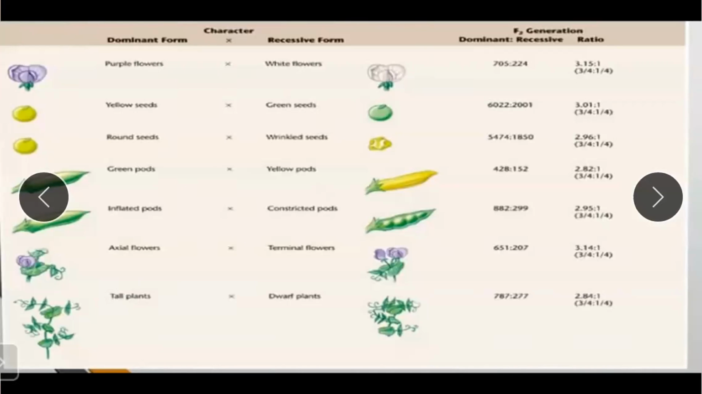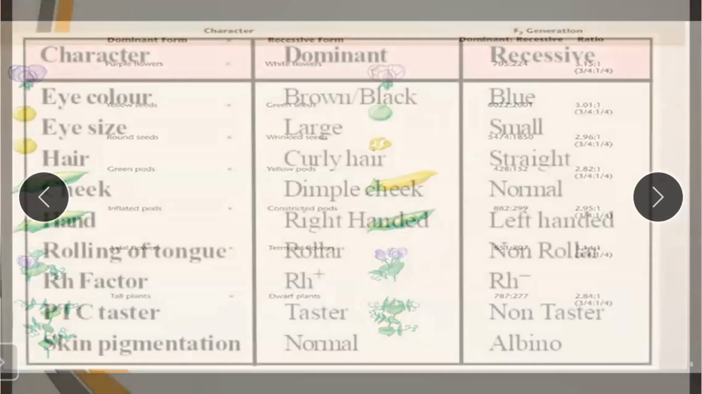What is the position of the flower? In dominant, it is axillary, and in recessive, it is terminal. And what about the height of the plant? It is tall in dominant and dwarf in recessive. So, my dear students, these are the characteristics which he found in his experiments. So the dominant form and the recessive form, this is all about the F1 generation which he studied in his experiment.